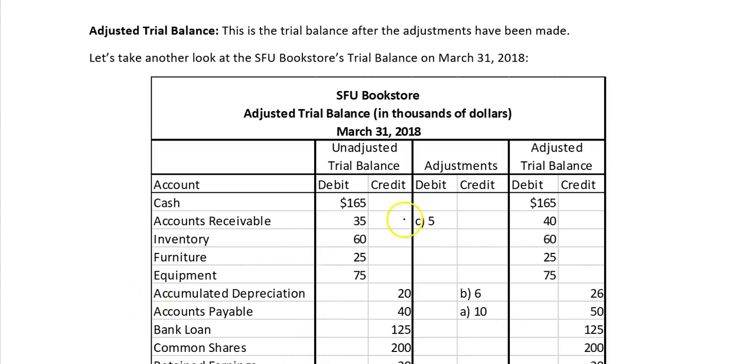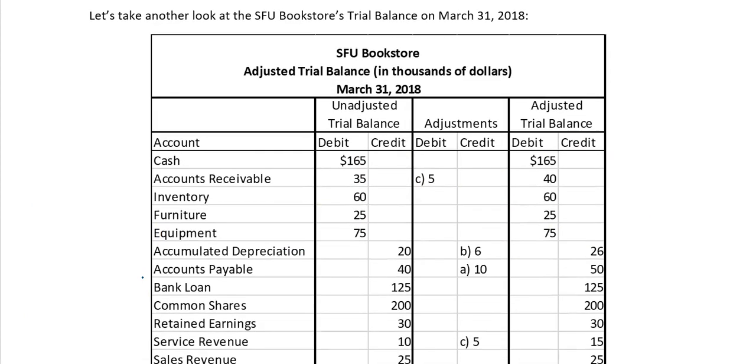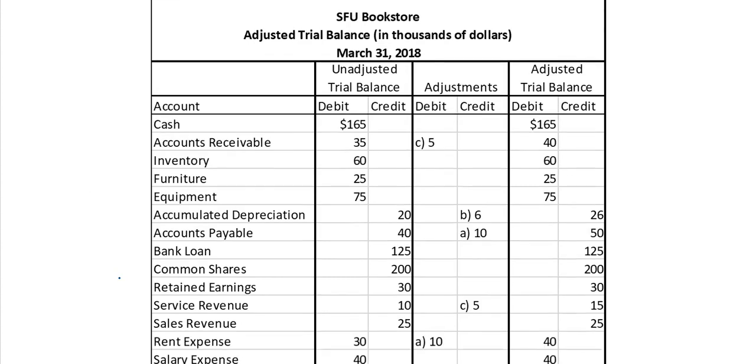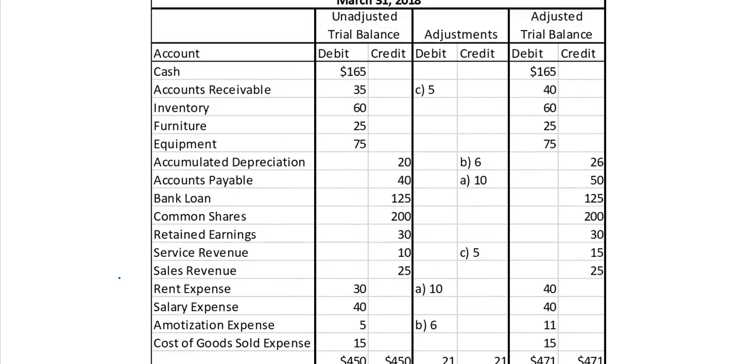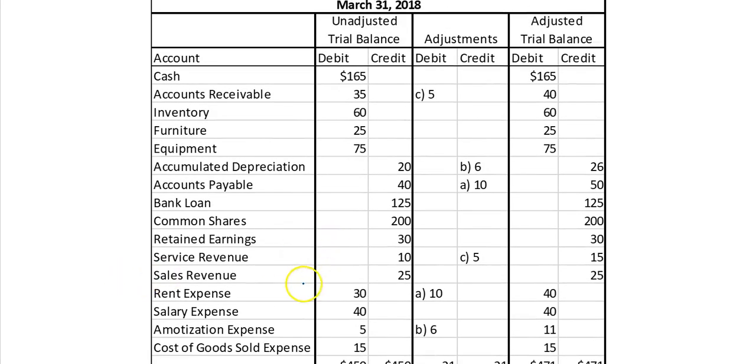So let's have another look at that same trial balance we looked at in the last set of notes. We have the SFU bookstore. Now it's called the adjusted trial balance, in thousands of dollars, and the date is March 31st, 2018. Looking at the second column, we have a bunch of adjustments happening here, right? So we have three transactions, A, B, and C. And what they do is they adjust the unadjusted trial balance over here.